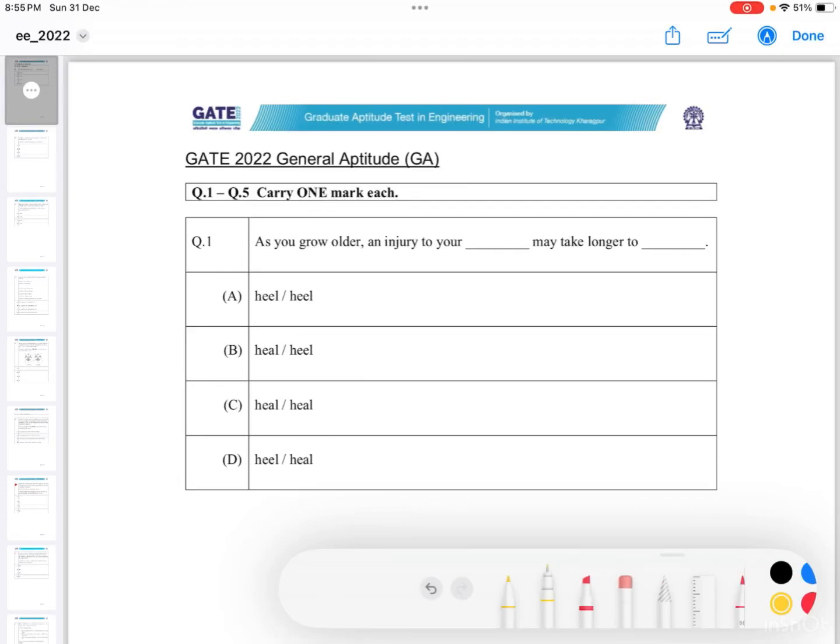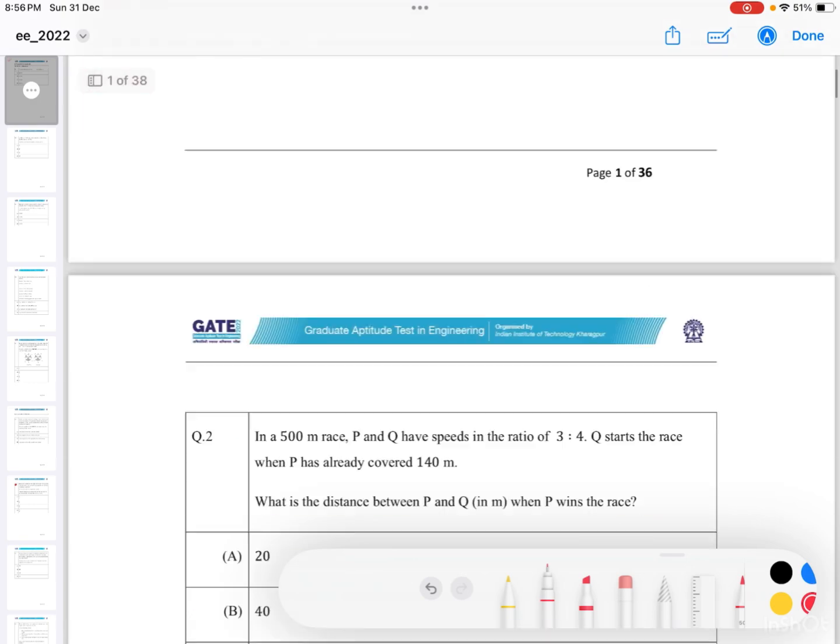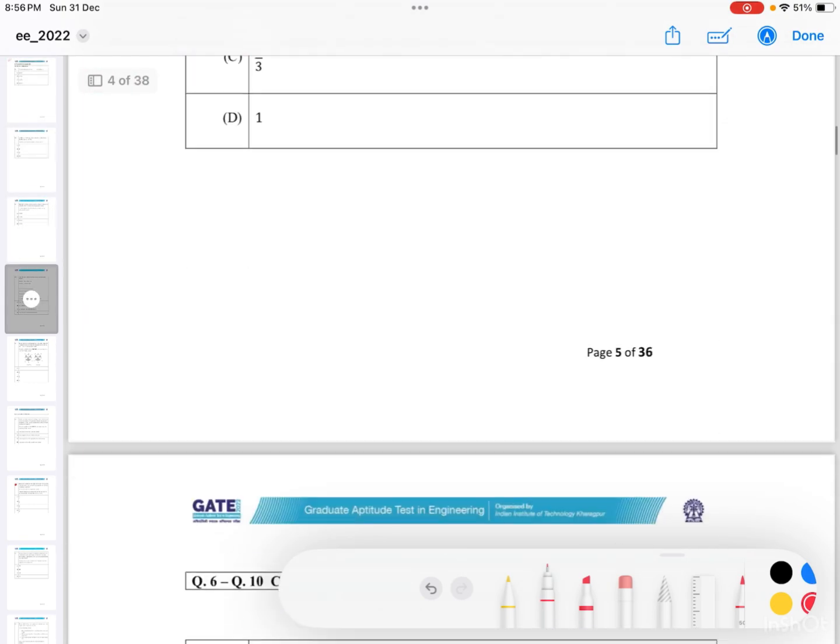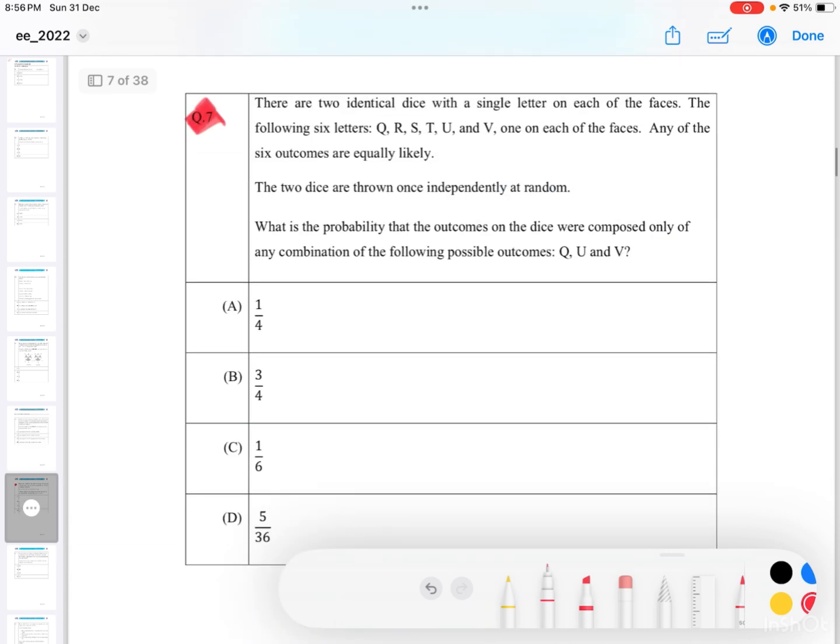Hello, so let's look at this question paper from EE, and what we are looking at is the probability questions from different markets. So today we are going to look at this 2022 paper of EE, and we have a few questions from probability. So let's look at those questions. The first question is question number 7. So this is the question.